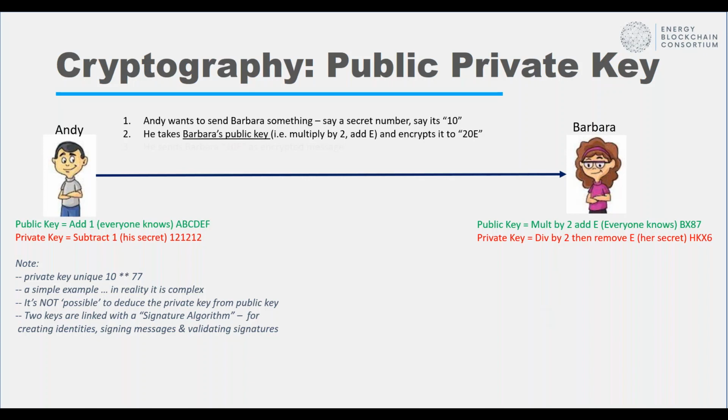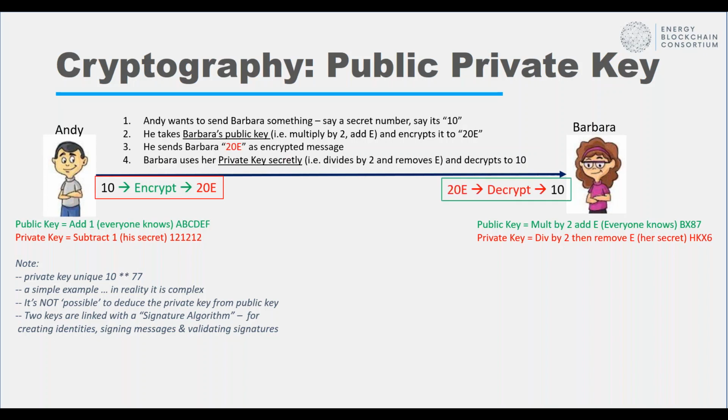Now, Andy takes Barbara's public key, which is: multiply by 2 and add E. So dear Andy takes 10, multiplies by 2 and adds E to it. So he says, I'm going to send you 20E. Just stay with me, just focus, 20E. So he sends Barbara 20E, 10 times 2, and he adds E to it, 20E, as an encrypted message. Nobody can see it. It's 20E, something gibberish, right? But it actually means 10.